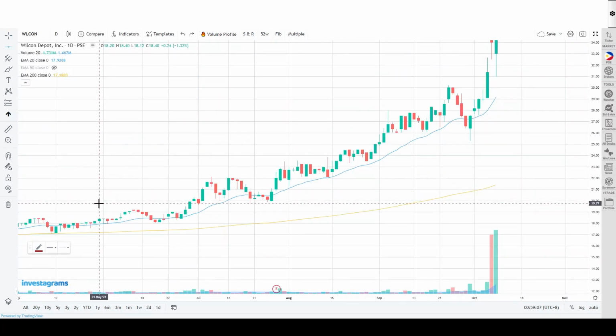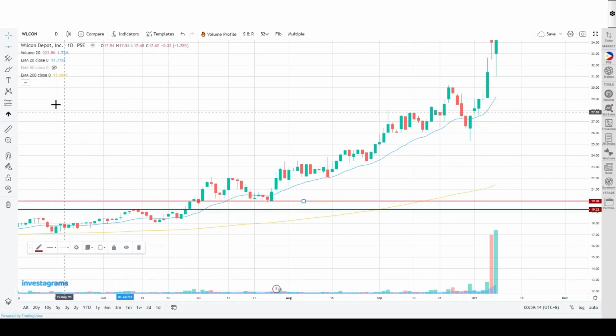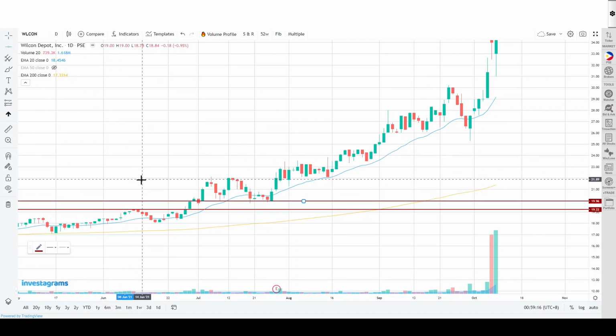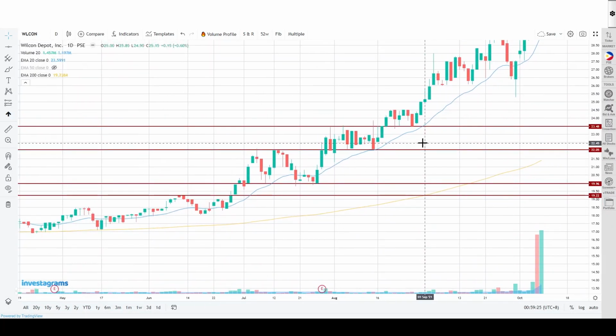I-draw muna natin yung ating resistance. Yan. At yung ating support. Yan. Ito pa dito sa isang level na to. Ayan. At dito rin sa area na to. Okay, yan yung ating mga support and resistance.